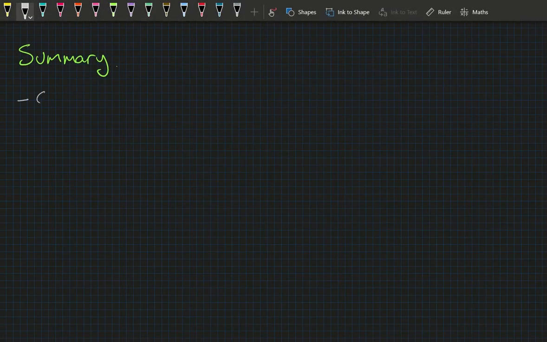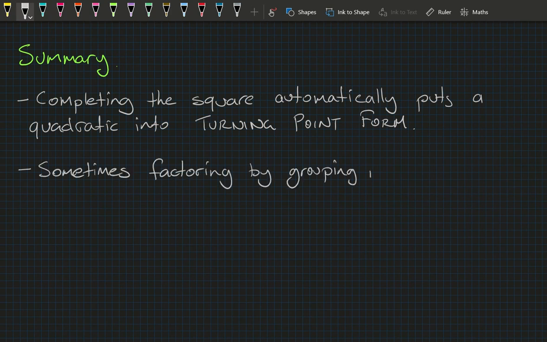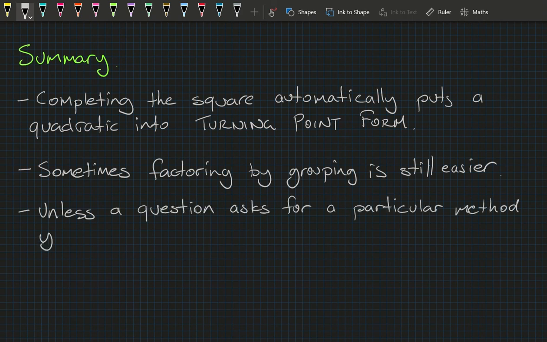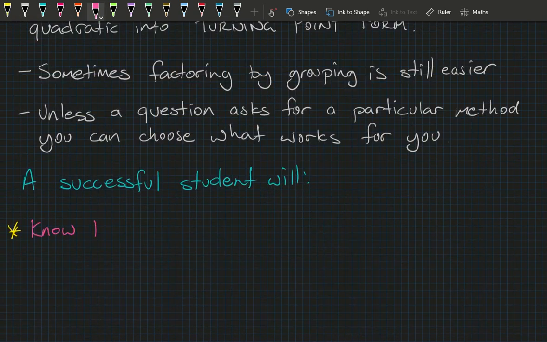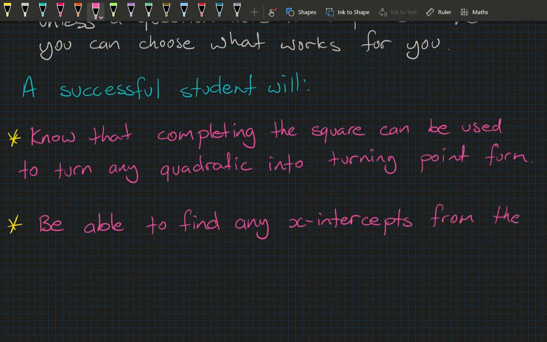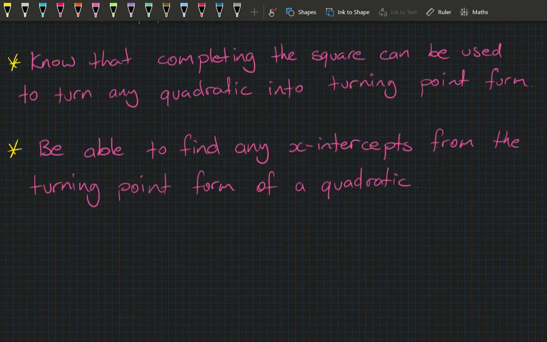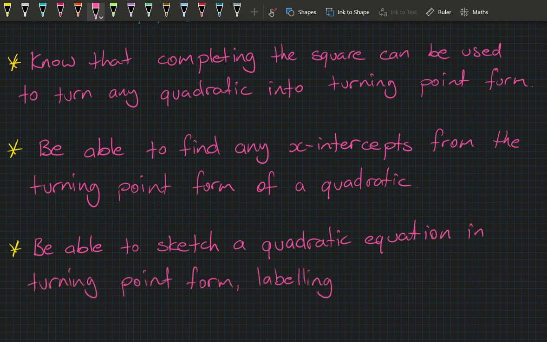In this lesson, we've seen that completing the square automatically puts a quadratic into the turning point form. But don't forget that sometimes factoring by grouping is still easier. So in a typical situation, unless a question asks for a particular method, you can choose what works for you. In this lesson, a successful student will know that completing the square can be used to express any quadratic in turning point form, be able to find any x-intercepts from the turning point form of a quadratic, and finally, be able to sketch a quadratic equation in turning point form, labeling all the key features.